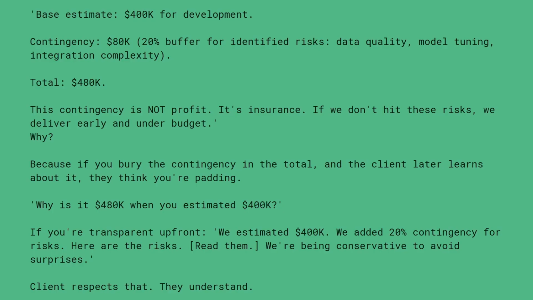Why? Because if you bury the contingency in the total and the client later learns about it, they think you are padding. Why is it 480K when you estimated 400K? If you are transparent upfront: we estimated 400K, we added 20% contingency for risk. Here are the risks X, Y, Z. We are being conservative to avoid surprises. Client respects that and they understand.